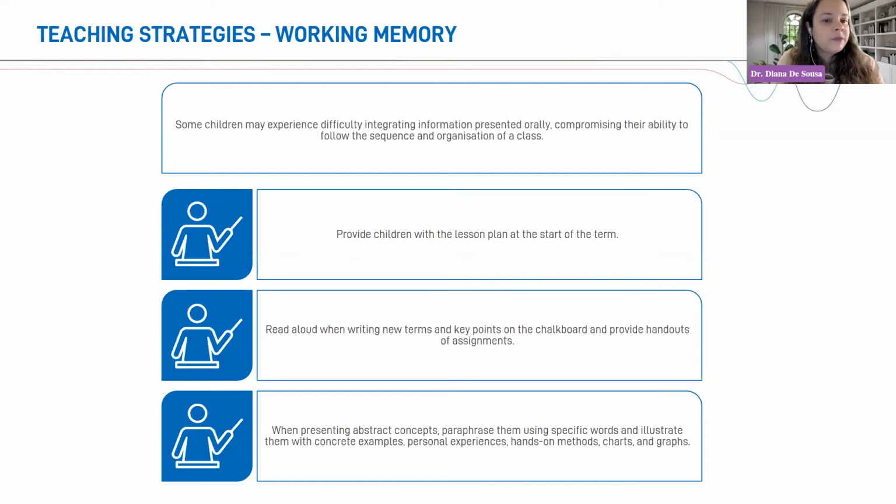So some children can experience difficulty with integrating information when it is presented orally, which compromises their ability to follow the sequence and organization of a class. So it's important to provide the learners or children with a lesson plan. So what is the overview of what is going to be discussed? And also that lesson plan is important when you're doing transitions. So when you're moving from reading to maths, it's important to cue the children in that there's going to be a change because of that processing delay that many of them might be experiencing.